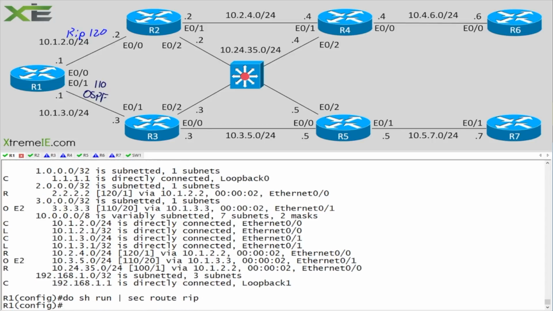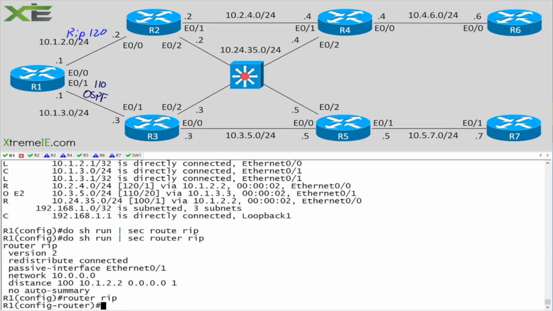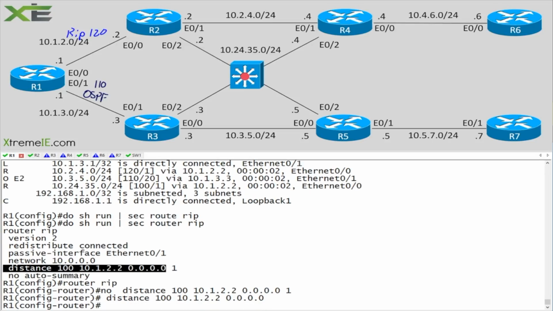This isn't a very long video. Do show run section router rip. All we're basically doing is changing the administrative distance. This is going to be the source, essentially the neighbor where the routes are coming from, followed by what routes we want to tweak. We don't have to do this though. I could take this whole thing off and just change this for everything coming from that particular source.